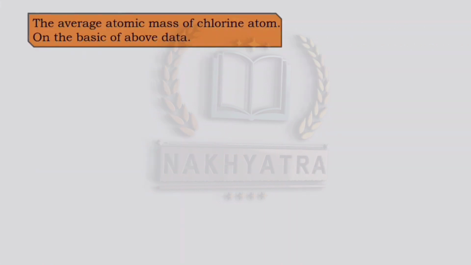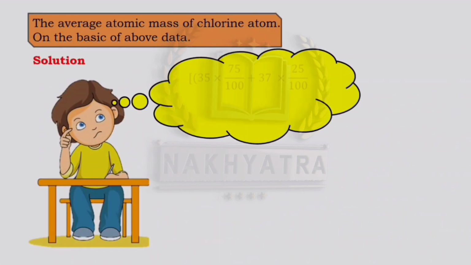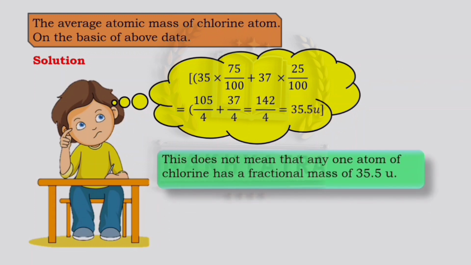Now see the average atomic mass of chlorine atom on the basis of the above data. Let's solve it. After doing the calculation, we got this value, 35.5 U.